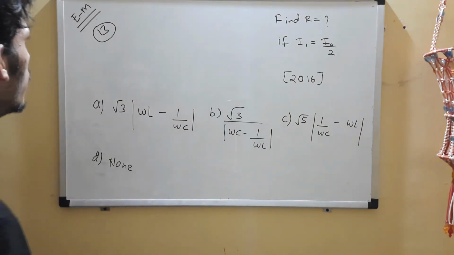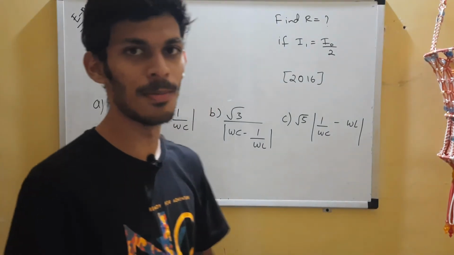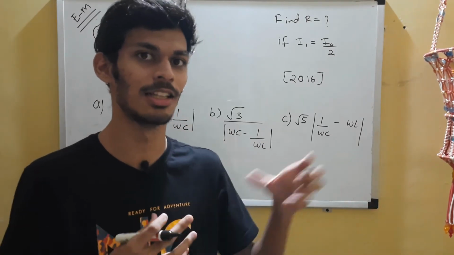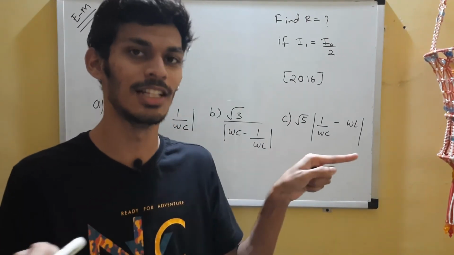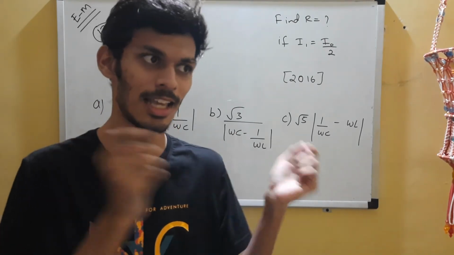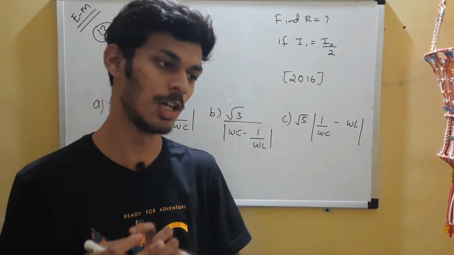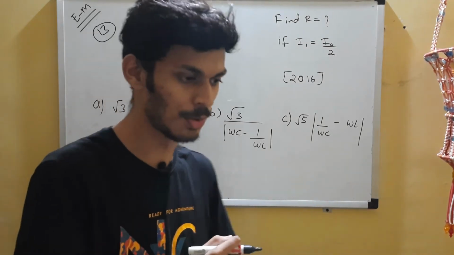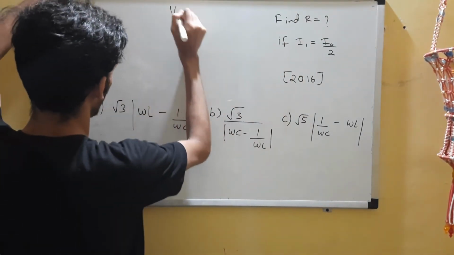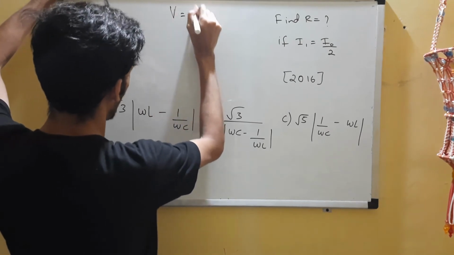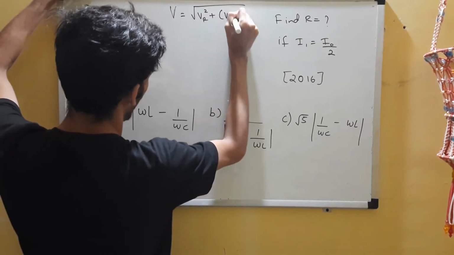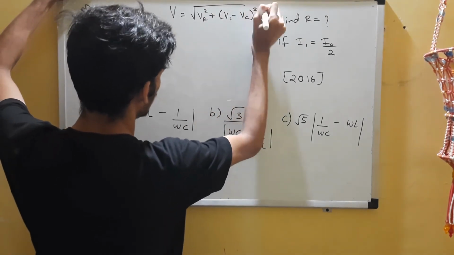For a series combination, what will happen? The voltages will split among the three components. In this case, the current will split. The voltage across all three of them will be the same in a parallel combination. In case of series, the voltage will be different, and the current will be the same. In a series combination, you remember that we used to write the maximum V net as under root of VR square plus VL minus VC, the difference basically, the whole square.